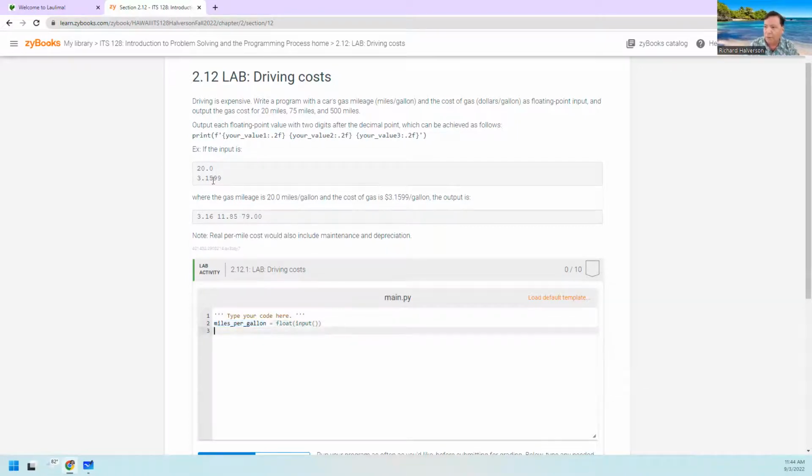The next thing we're going to input is the dollars per gallon. So I'm going to say dollars per gallon equals some input, but I want this to be a float also, so I have to use float. Okay, so we've got miles per gallon and we've got dollars per gallon.